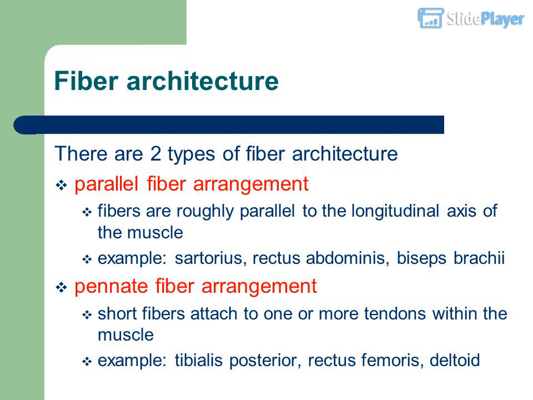Fiber architecture. There are two types of fiber architecture. Parallel fiber arrangement: fibers are roughly parallel to the longitudinal axis of the muscle. Examples: sartorius, rectus abdominis, biceps brachii. Pinnate fiber arrangement: short fibers attached to one or more tendons within the muscle. Examples: tibialis posterior, rectus femoris, deltoid.